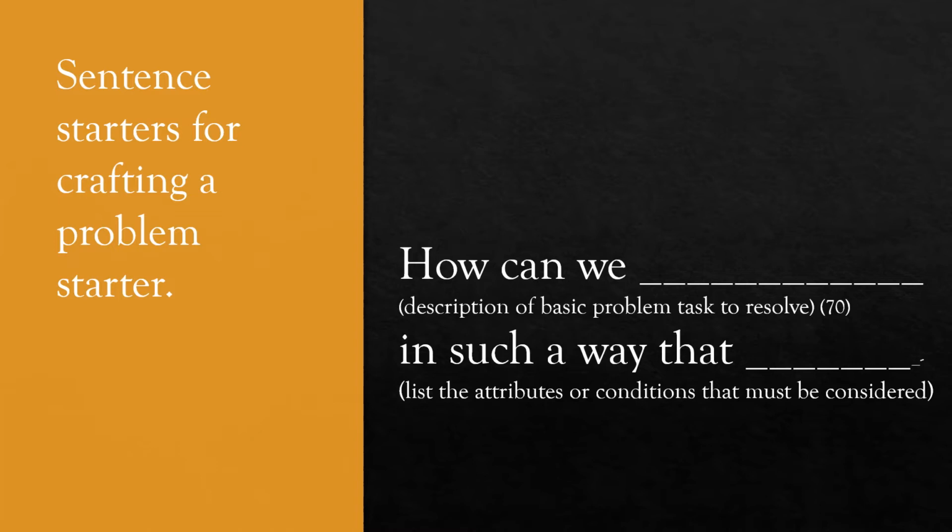In such a way that, blank, lists the attributes or conditions that must be considered. So I would say, how can we unban books in such a way that nobody's feelings are hurt or something? Because I won't go into it actually. Let's just move on with the presentation.